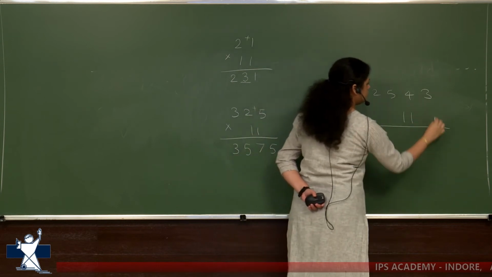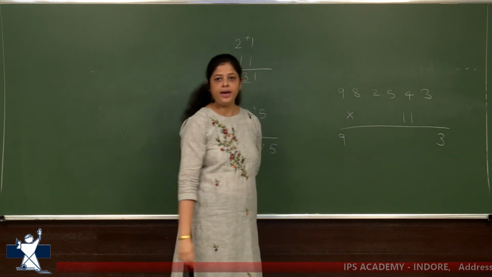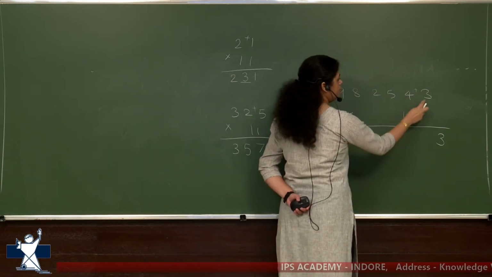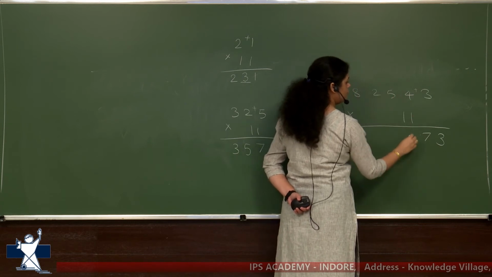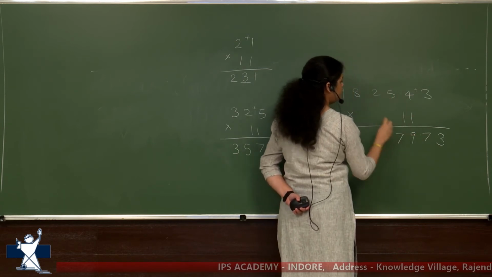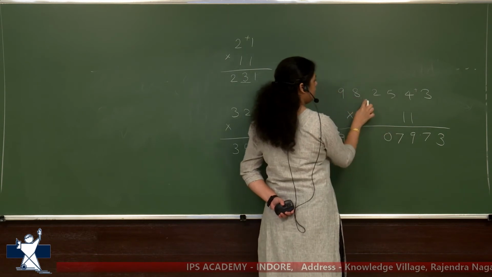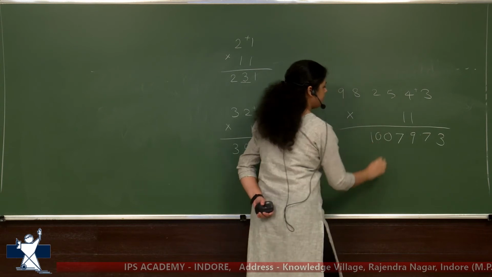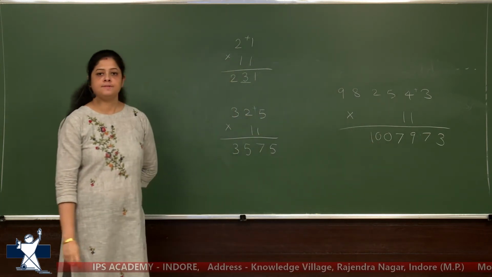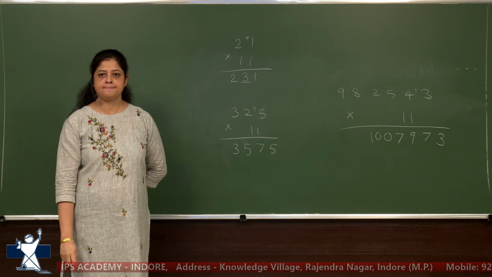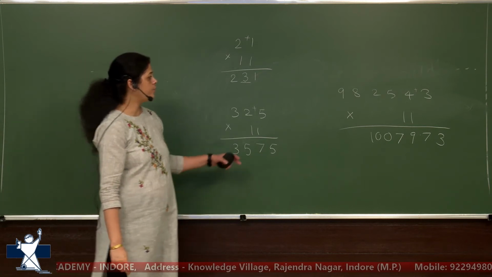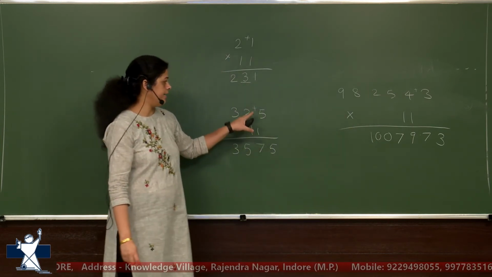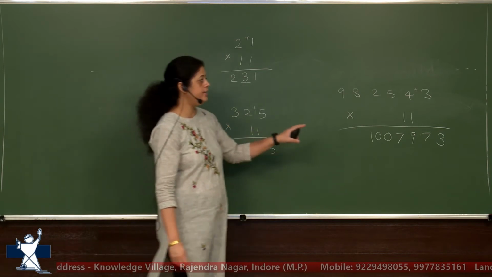Write the outermost digits. If you are getting any sum carryover, you have to add it into the sum. 4 plus 3 is 7, 5 plus 4 is 9, 5 plus 2 is 7. Do not forget to add each and every digit. 8 plus 2 is 10, so 0, 1 carryover, 9 becomes 10. So this will be your answer. Okay, this is how you keep on multiplying by 11. So any number you take, but you have to add each and every digit. Do not leave any digit unattended.